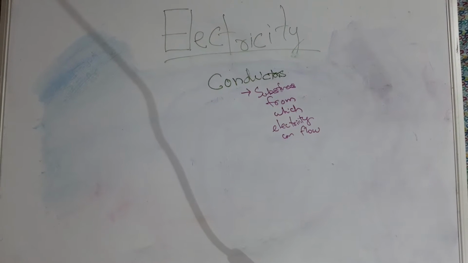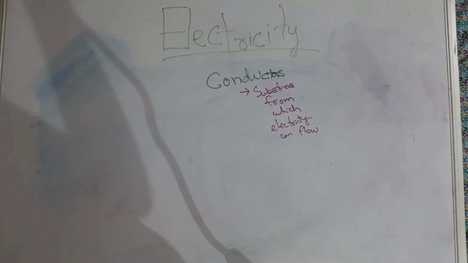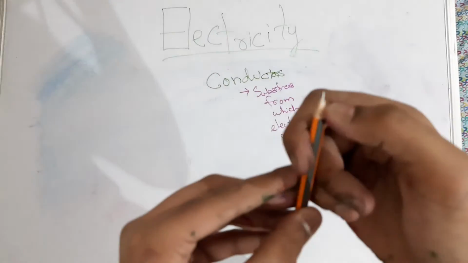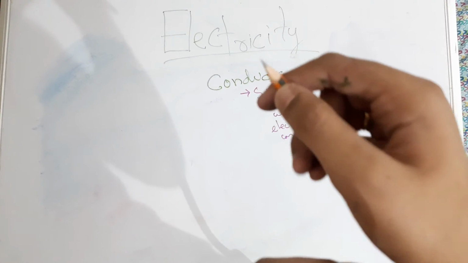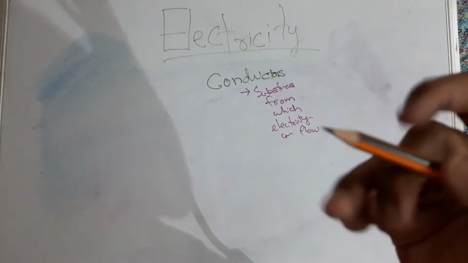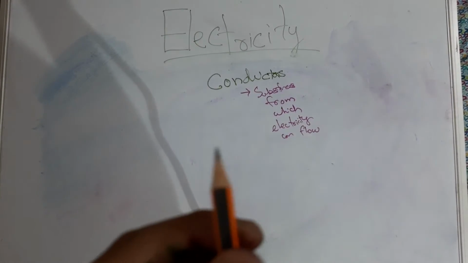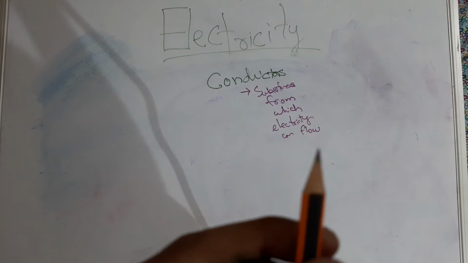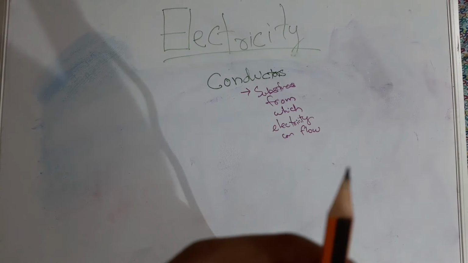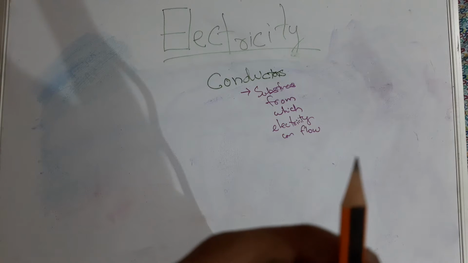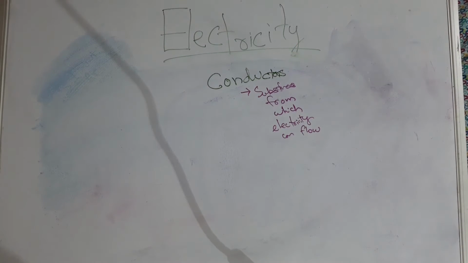Now there are lots of examples of conductors. Every metal is a conductor, and carbon in the form of graphite. Graphite is, friends, the tip of a pencil. Here I have a pencil. This tip from which you write is made up of graphite, which is a form of carbon. So this is also a conductor for electricity.